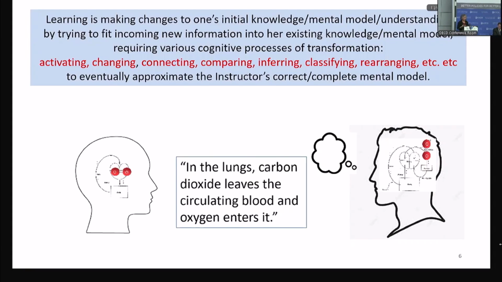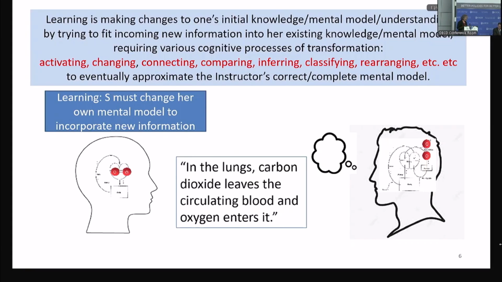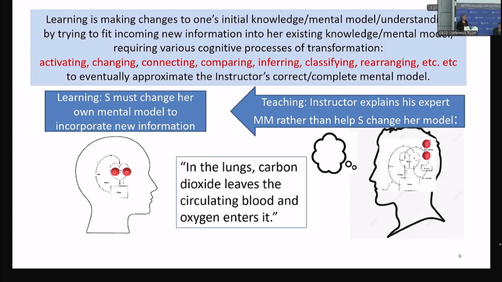Suppose the teacher explains, in the lungs carbon dioxide leaves the circulating blood and oxygen enters it. It could be a sentence you read from a text. That sentence is very difficult for students to integrate because the student's initial model doesn't even have lungs in the circulatory system. So in learning, students must constantly change their model to incorporate new information, and that also explains why it takes time, which I'll address a little bit later. Teaching, however, is typically the instructor explaining his expert mental model, rather than helping the student change her initial mental model. So there's a disconnect between teaching and learning.